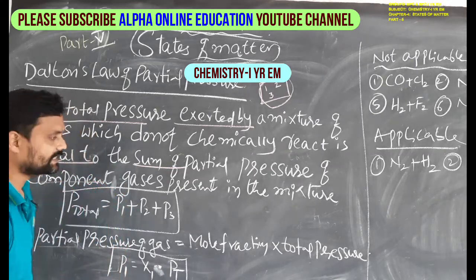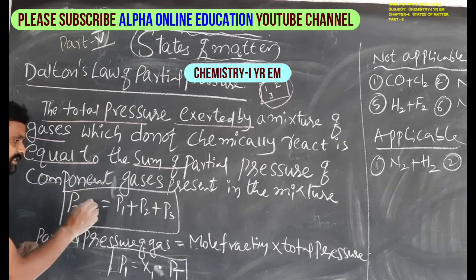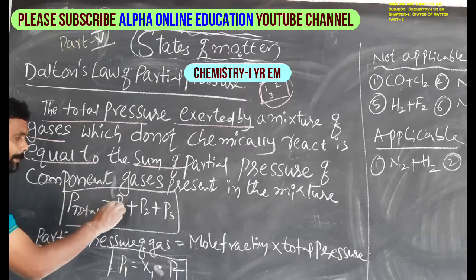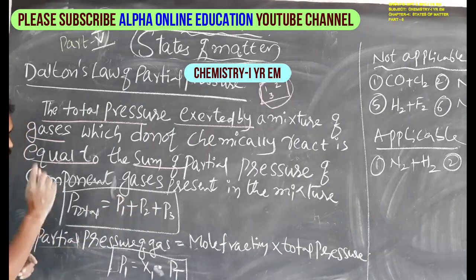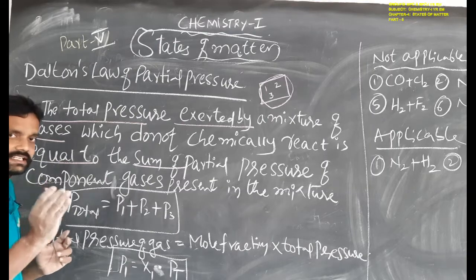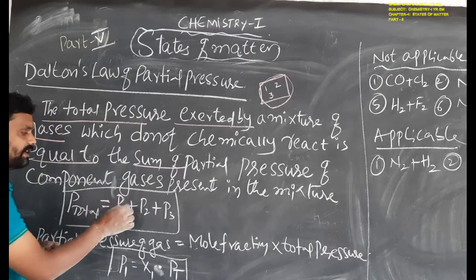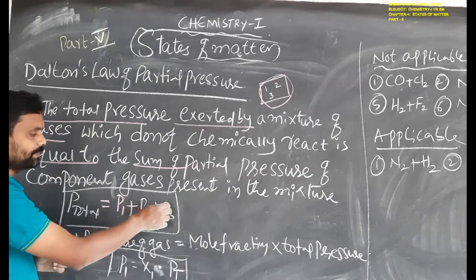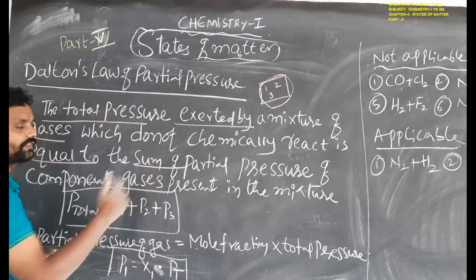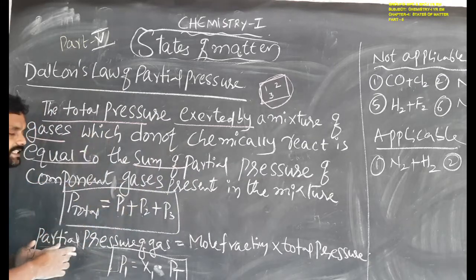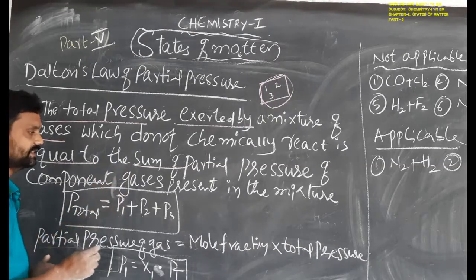So mathematically it is represented as: total pressure P total is equal to P1 plus P2 plus P3. In that mixture, let us assume only 3 gases are present. So P total is equal to P1 plus P2 plus P3 plus P4 plus P5 up to infinite. But in that mixture only 3 gases are present. So P total is equal to P1 plus P2 plus P3.